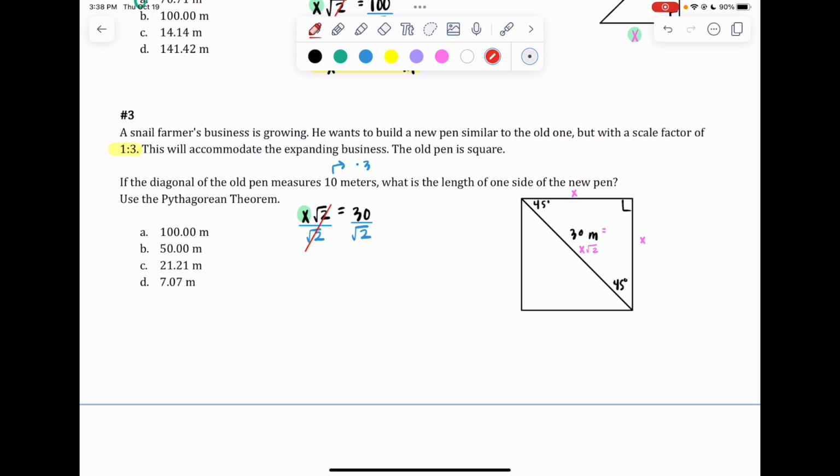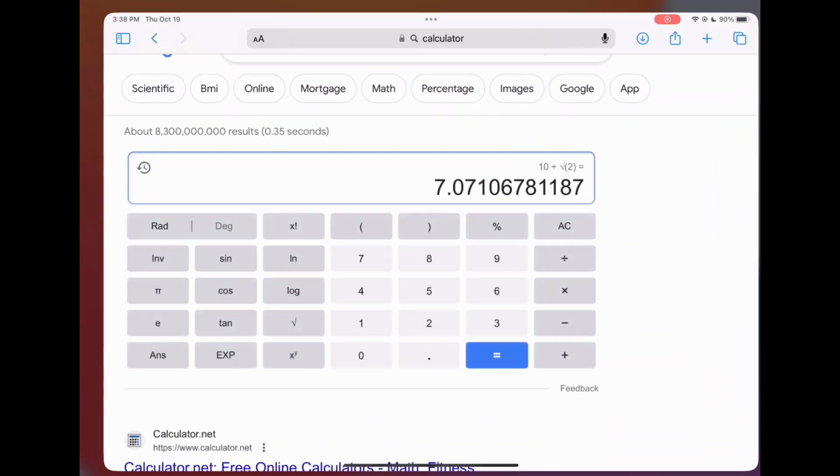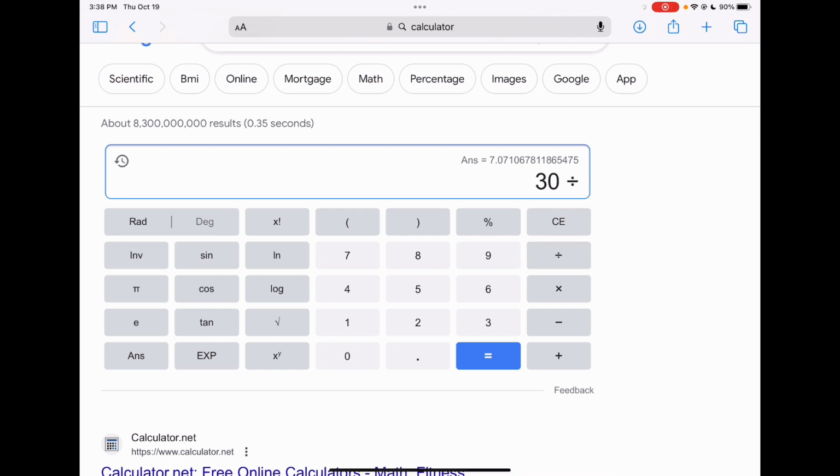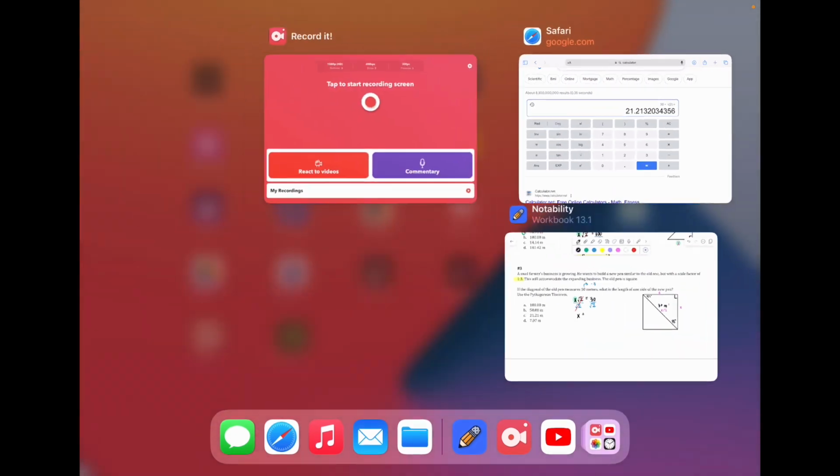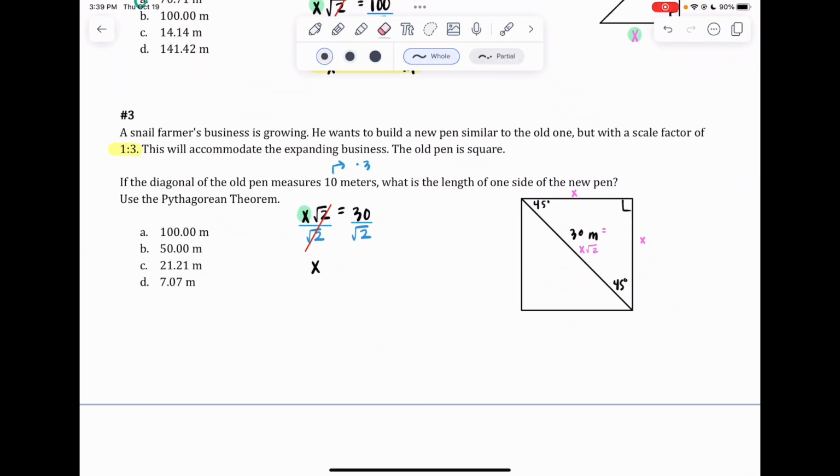These cancel out, and then I'd be left with x equals, and I'll go over to the calculator to do 30 divided by root 2. So 30 divided by root 2 is approximately 21.21. So x is approximately 21.21. This would be in meters, and that would be for both legs. This would also be 21.21, because when you have a 45, 45, 90 triangle, it's an isosceles triangle, so the 2 legs are the same length. So this would end up being C.